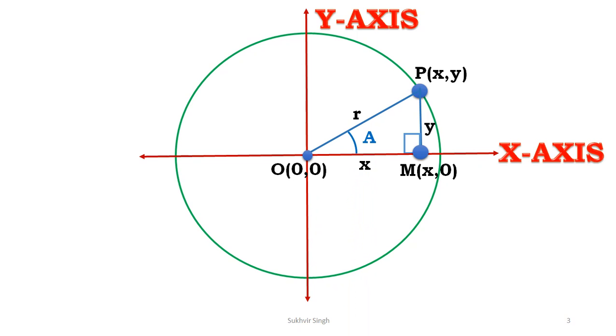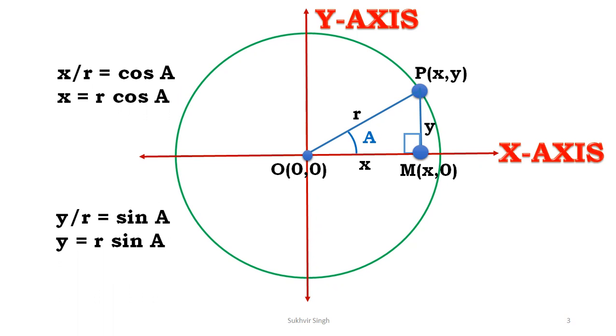Suppose we have to find out the coordinates of point P, that is (x, y), in terms of r and A, that is radius and angle. Basically, we have to convert this into the polar coordinate system. x divided by r can be written as cos A. It means x is equal to r cos A. y divided by r can be written as sin A. It means y is equal to r sin A. In the next slide, I apply this.